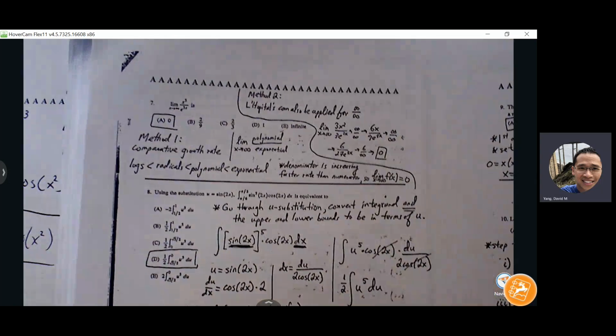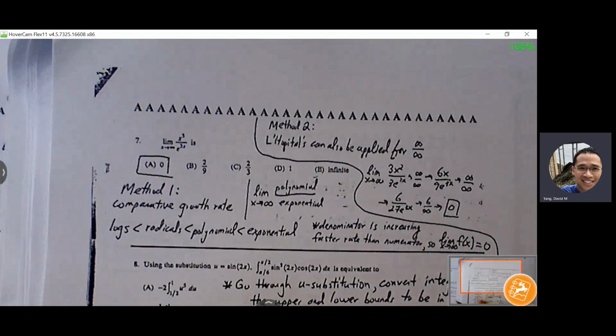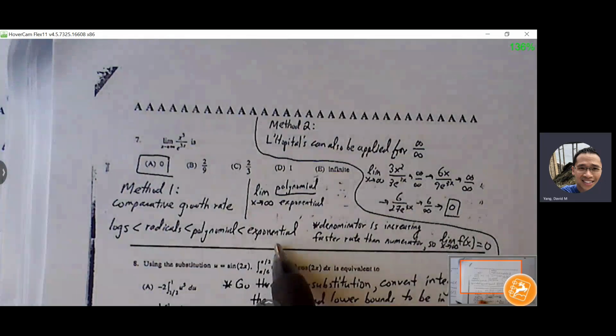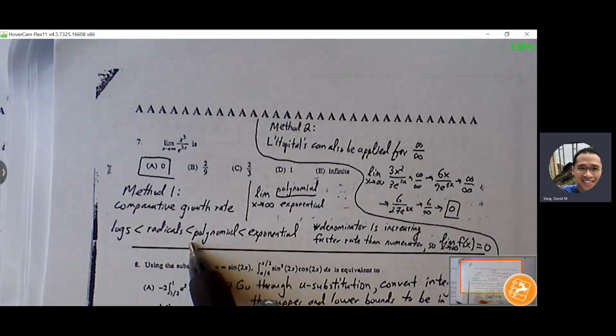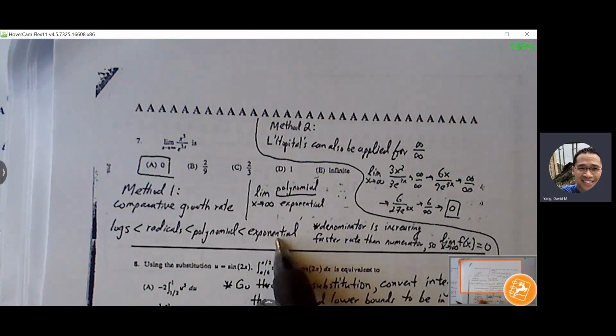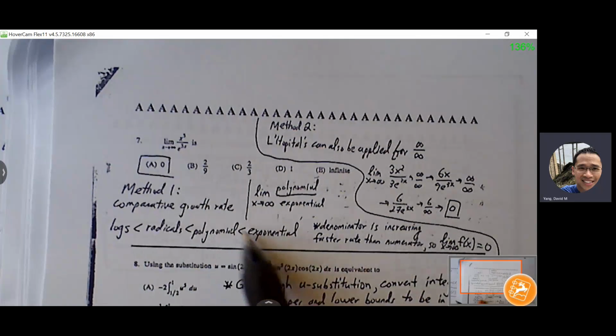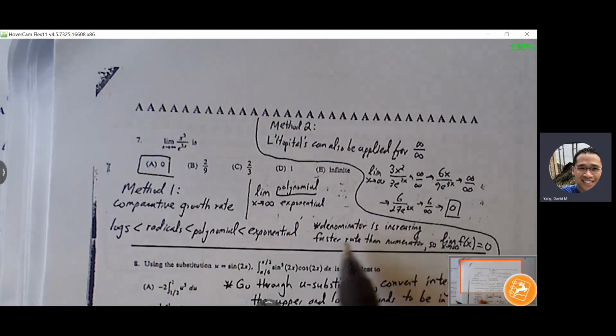And then the other method is understanding that the denominator is an exponential, and the numerator is a polynomial. So comparative growth rate says exponential grows at a faster rate than the polynomial. So if the denominator is increasing at a faster rate than the numerator, then your limit is going to be 0.